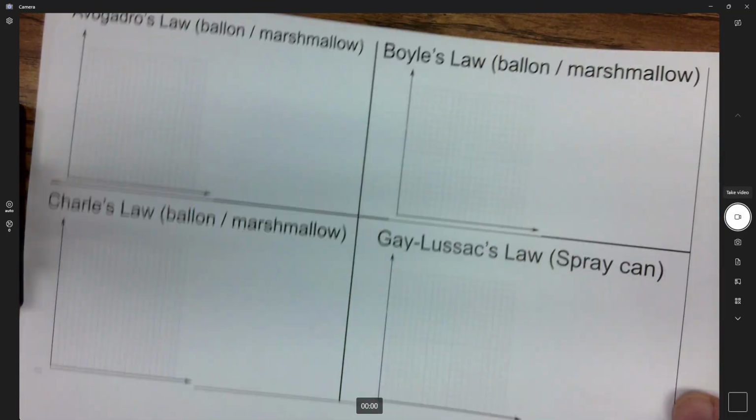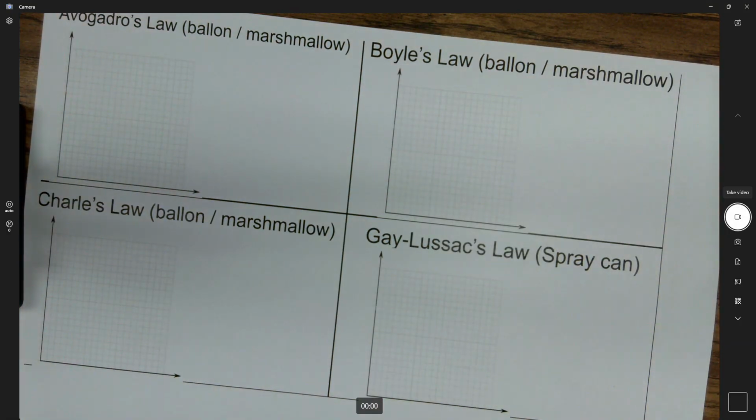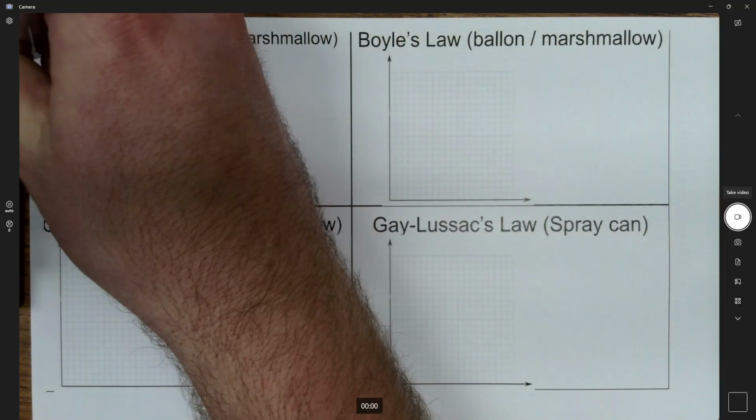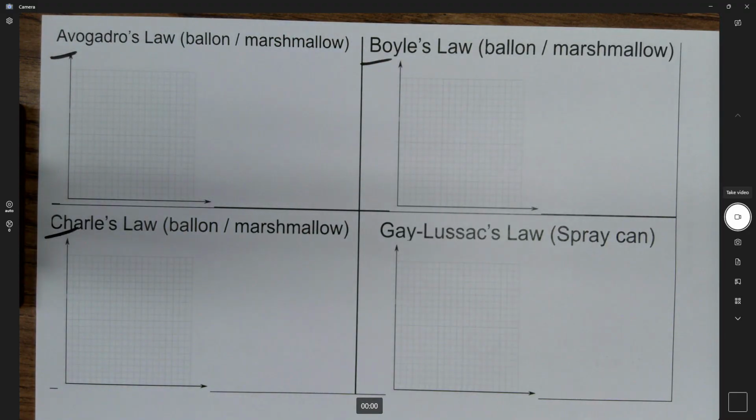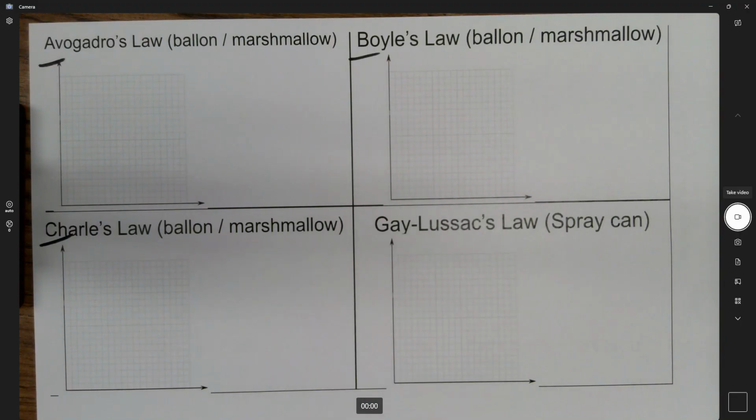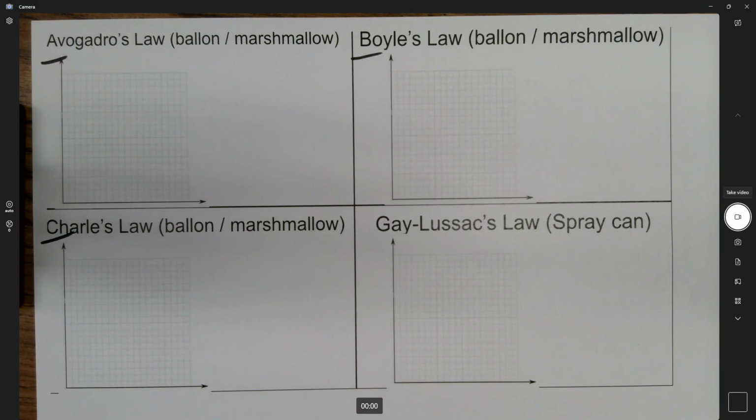So, let's talk about the ABC gas laws. Avogadro, that's my A. Boyle, my B. Charles, my C. And now, here's the thing: our last gas law is French. I'm terrible at pronouncing French names, so we're going to call him Gay-Lussac. I could be butchering the name. If you have a better interpretation of the name, let's hear it. If not, keep it to yourself.